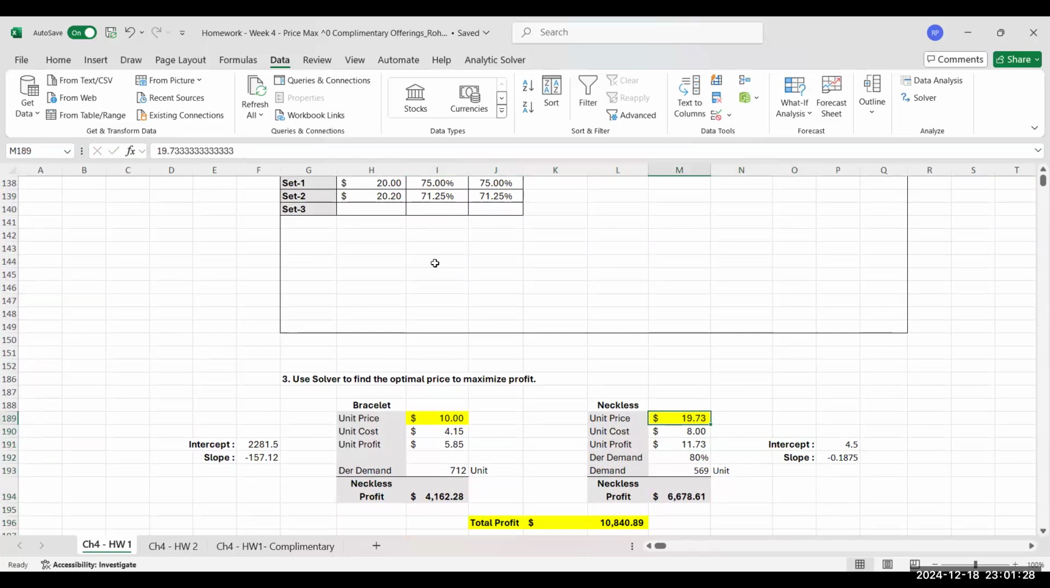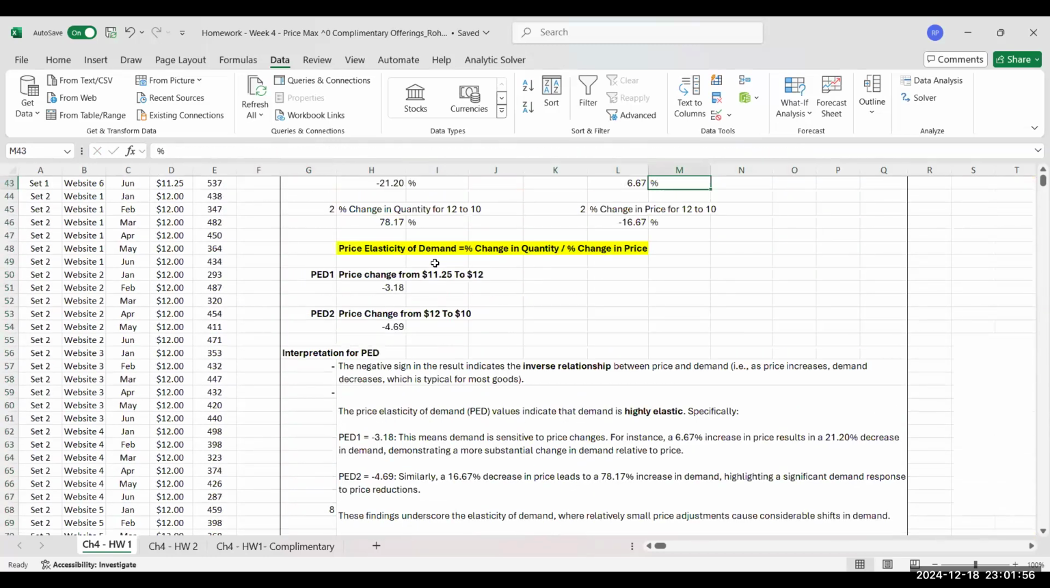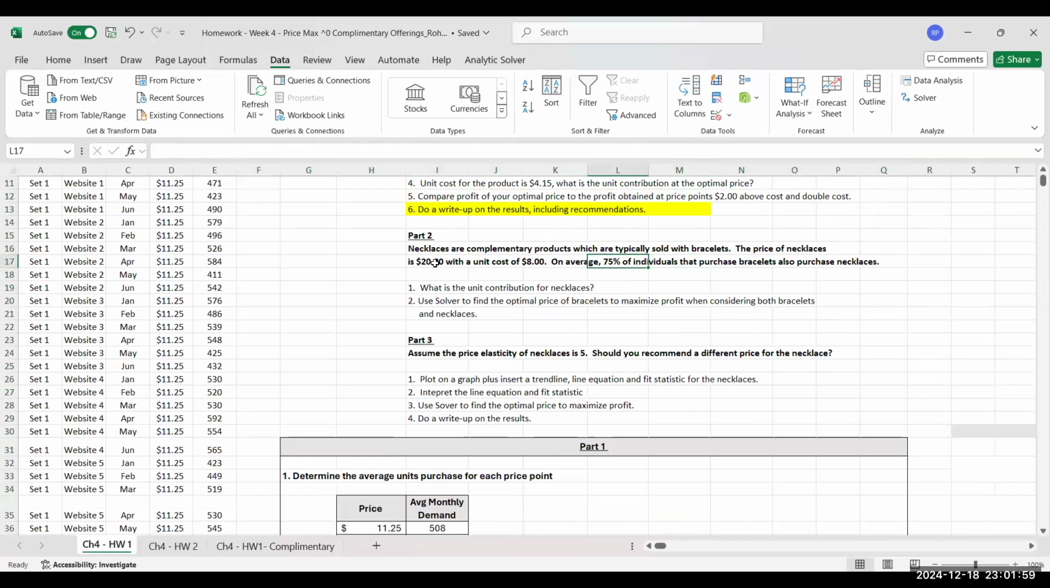So this is what we got. Okay, so again we are going to put the same formula here, as we are going to create our model. We already have $4.15, which is the unit cost for the bracelet, given earlier. The same way we find our intercept and slope for the bracelet. So over here we put $20, and the unit cost for the necklace is $8, which is given in the example over here. The necklace is a complementary product, which is typically the bracelet. So the necklace is $20 with a unit cost of 8 on an average of 75%.